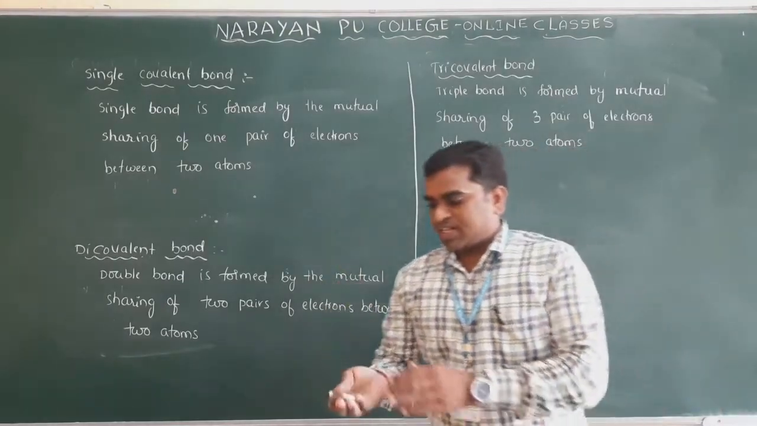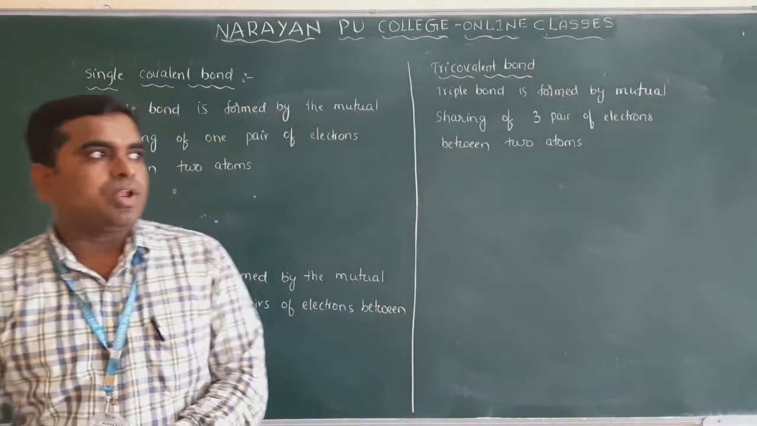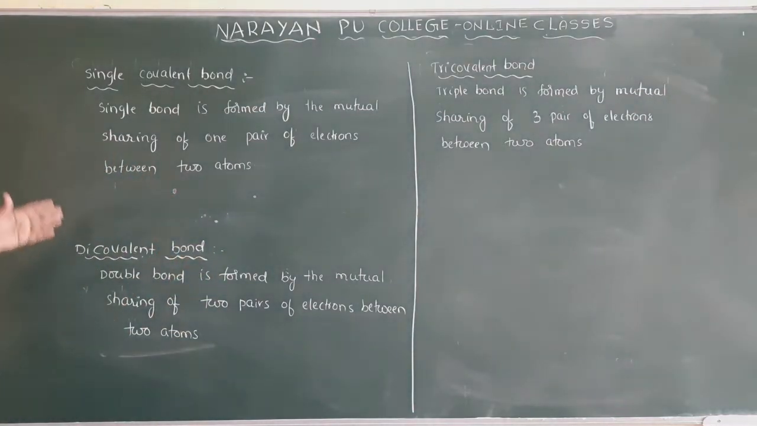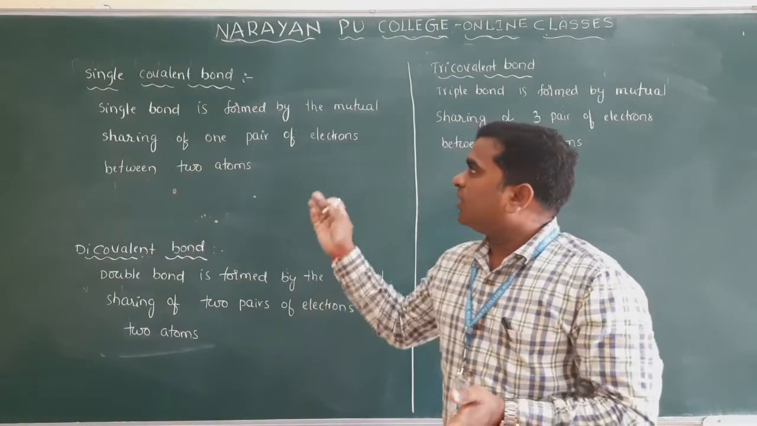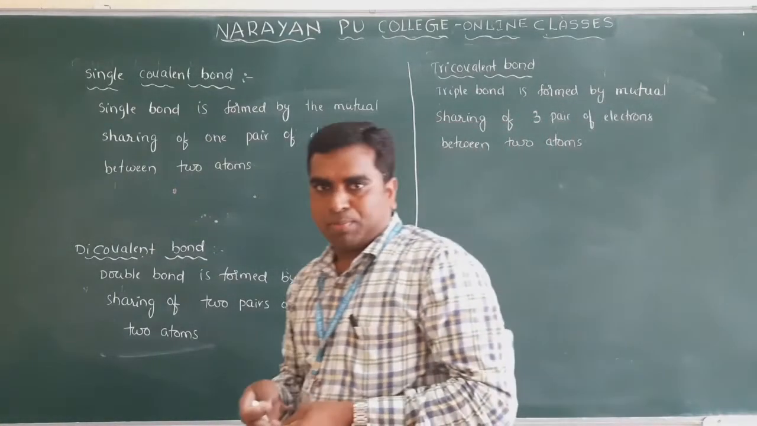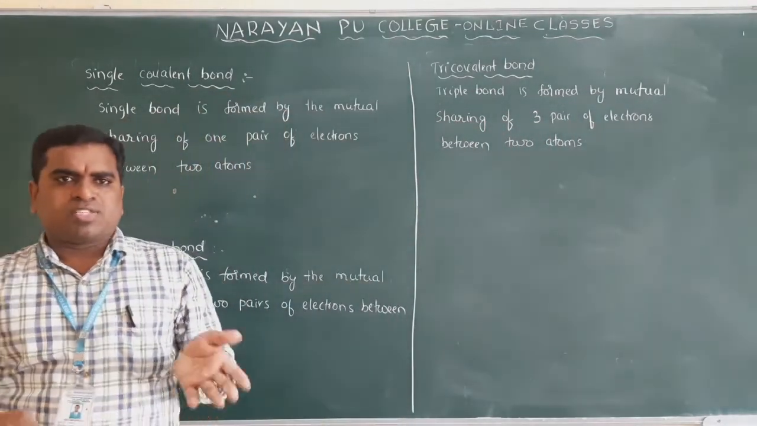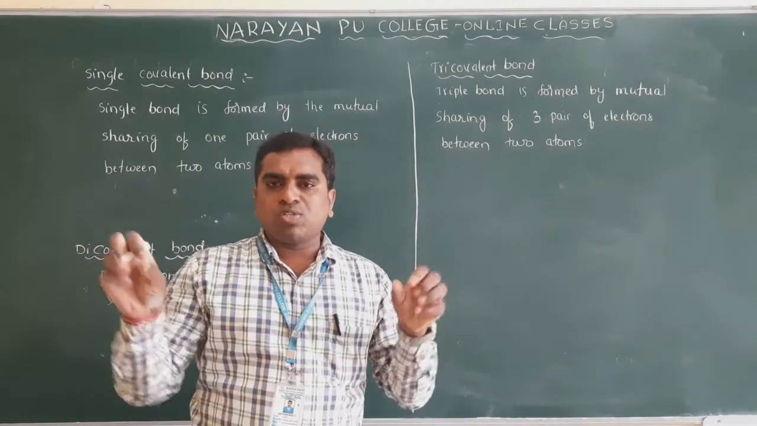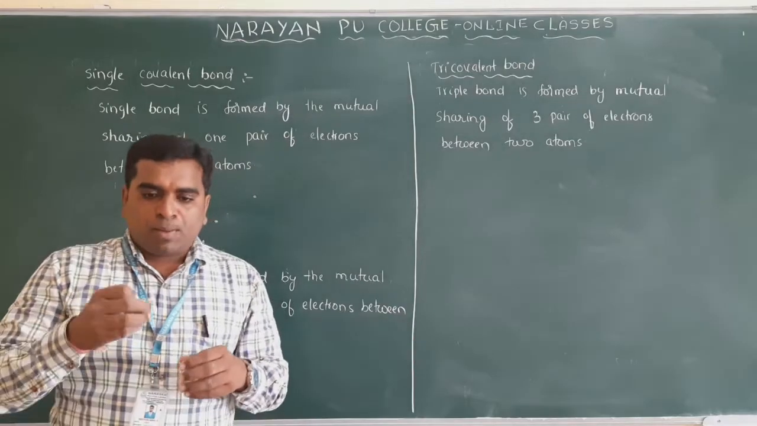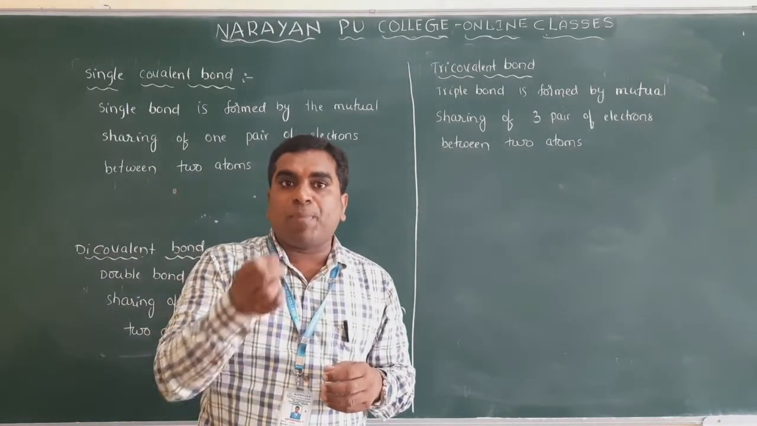So we have just discussed the covalent bond. Now we have the single covalent bond, double covalent bond and triple covalent bond. We will discuss how they form one by one. Single covalent bond means a single bond between the 2 atoms. How does a single bond form between the 2 atoms? By mutual sharing of a pair of electrons.